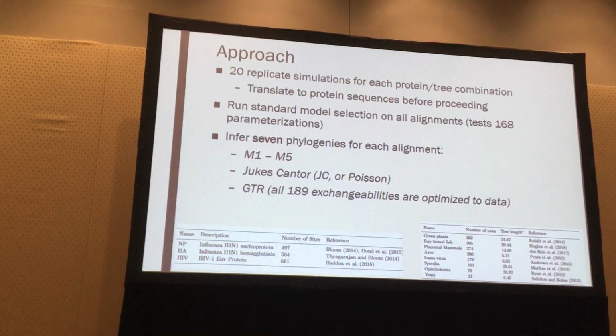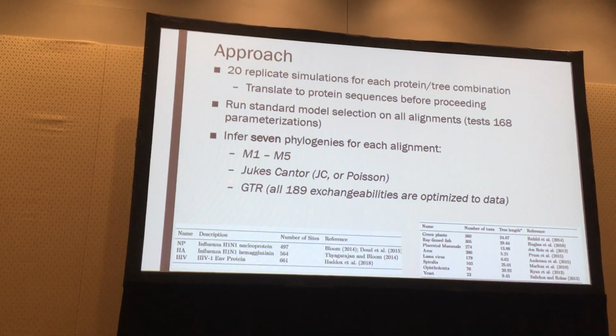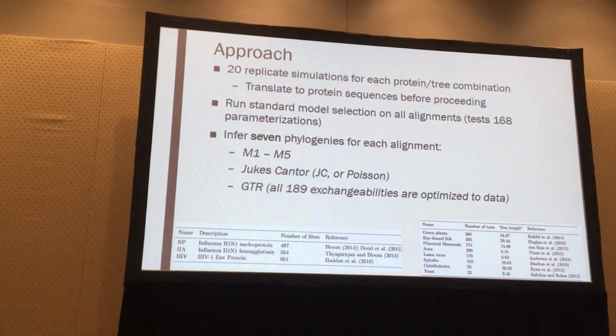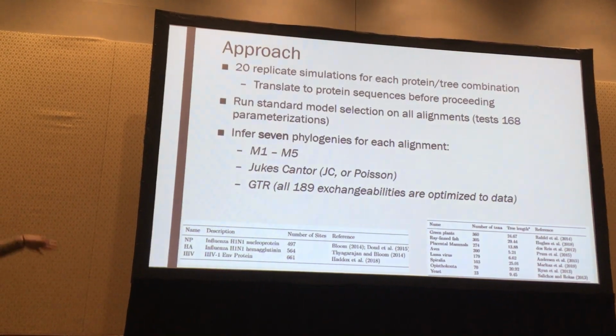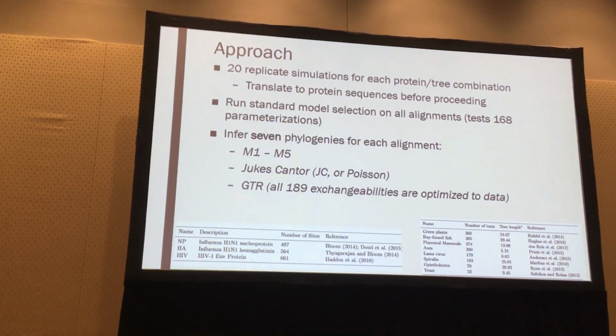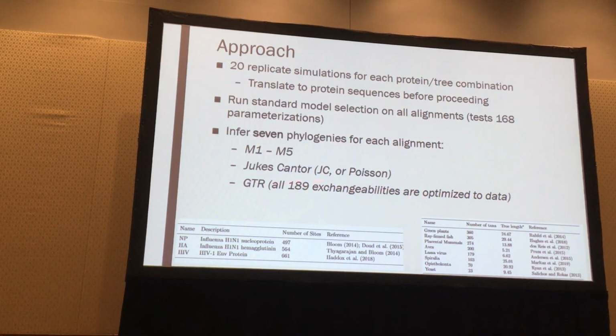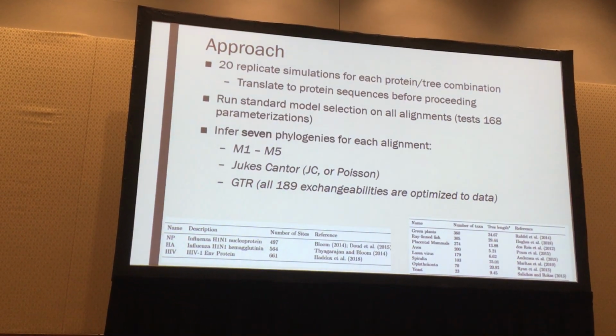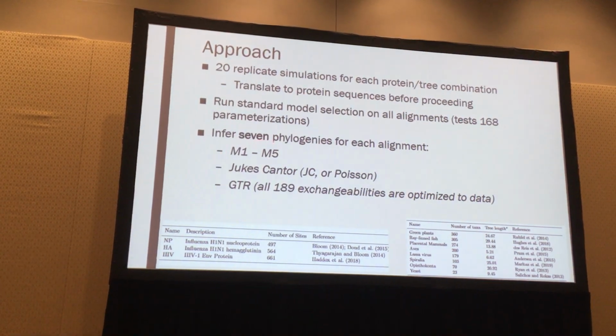Models M1 through 5, hold on. The Jukes-Cantor model, which is our simple equal rates model that nobody would ever use because it's too simple, it underfits the data, not worth our time. And then a GTR model, which estimates all 189 exchangeabilities, and many people will tell you, don't use this, it overfits your data. So we're underfitting, overfitting, and then this right here.